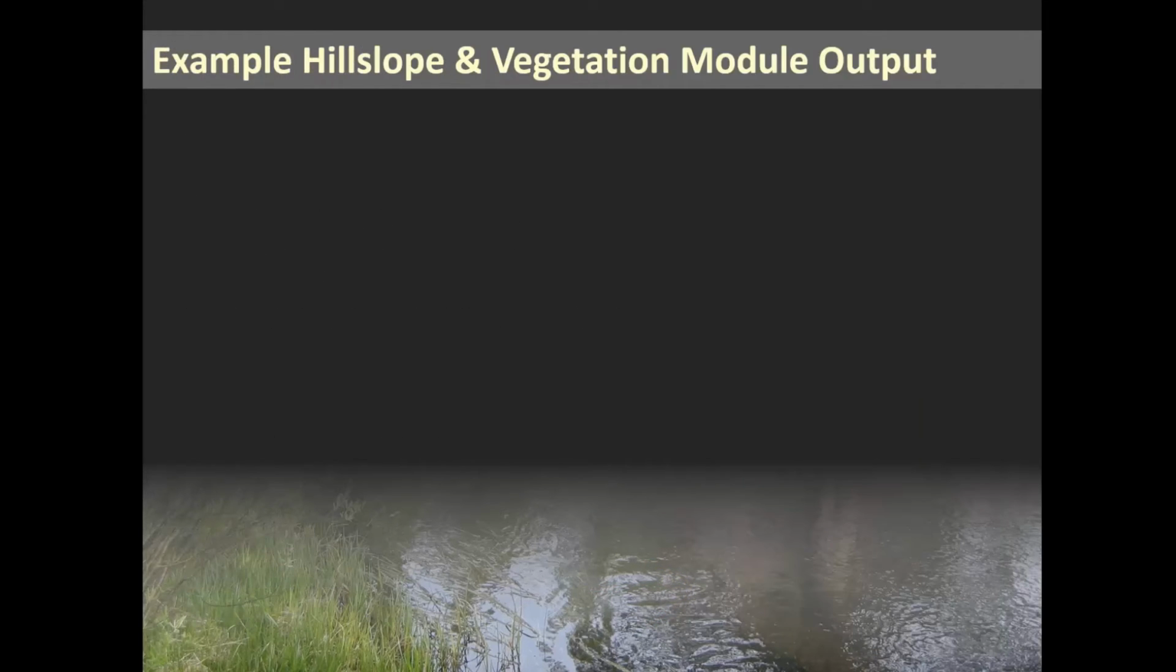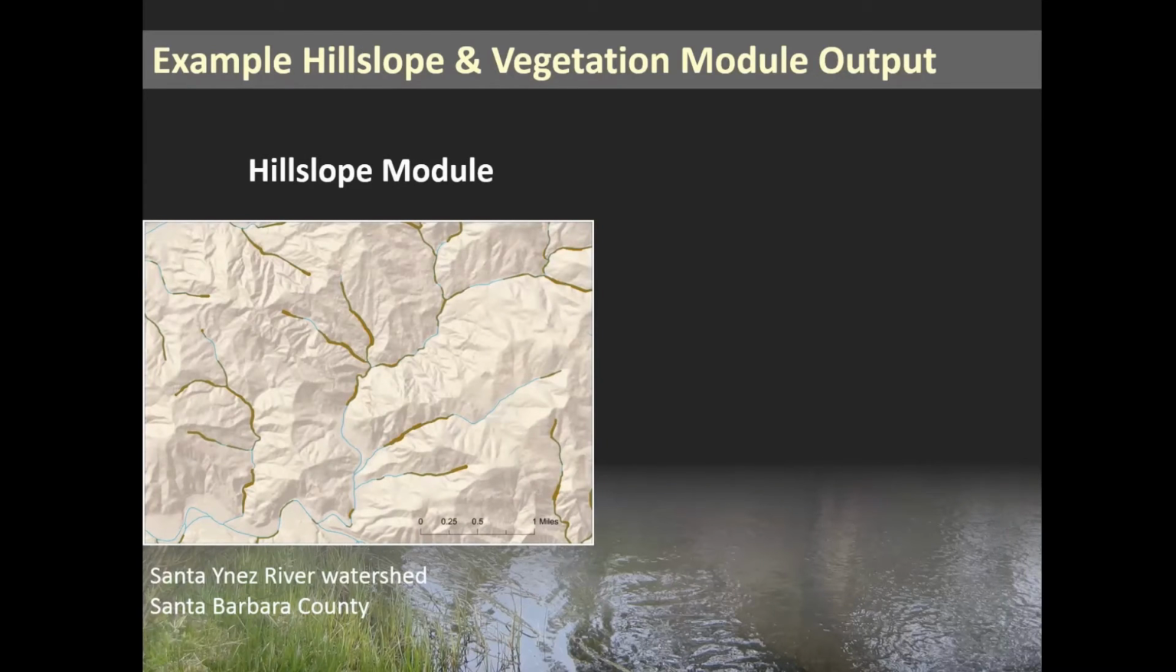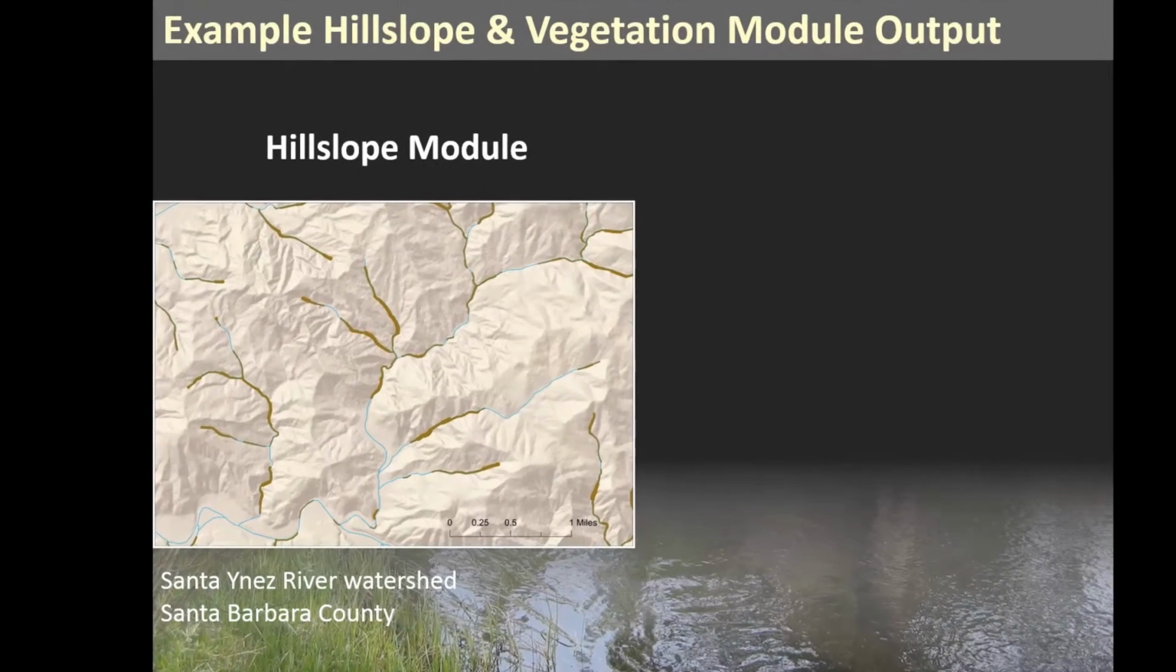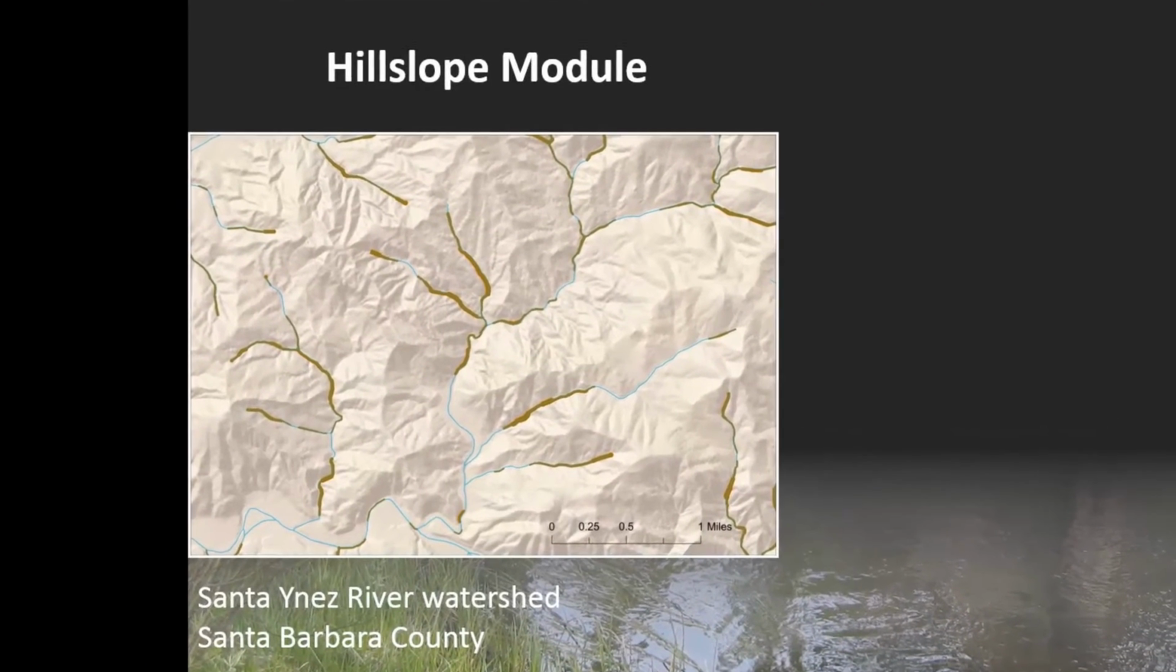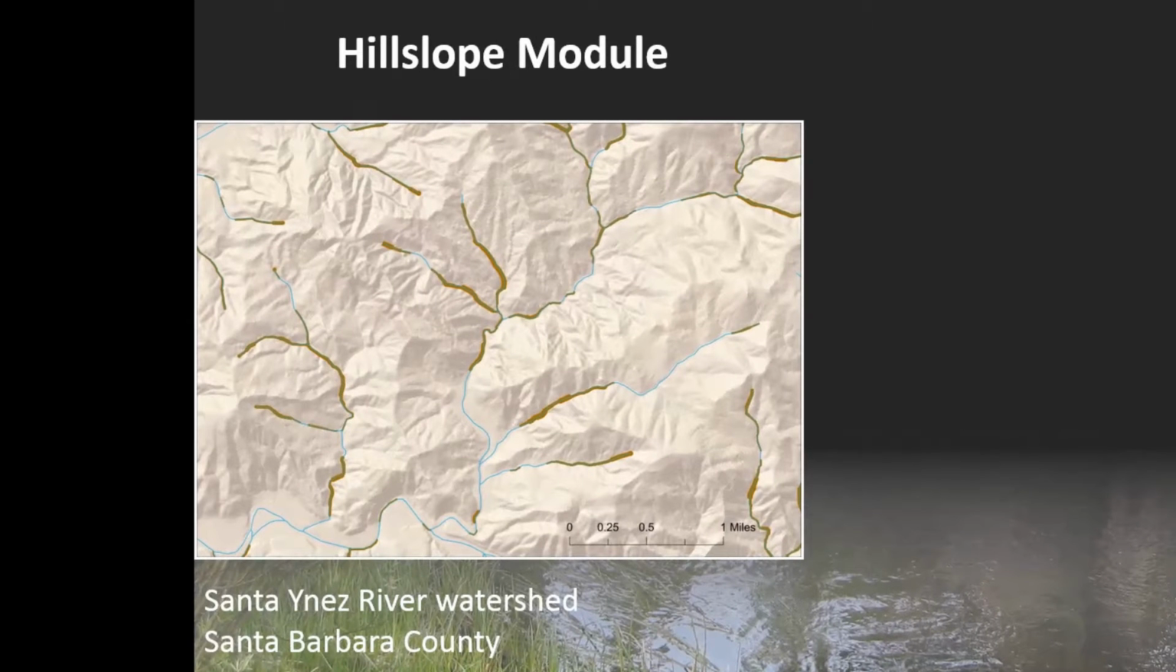And then if we look at some output of the hill slope and vegetation module, first we'll look at some output for the Santa Ynez River watershed in Santa Barbara County. Okay, we'll start out by looking at hill slope module output. So what we see here, the channel network in blue, and then these shaded areas are the output from the hill slope module.